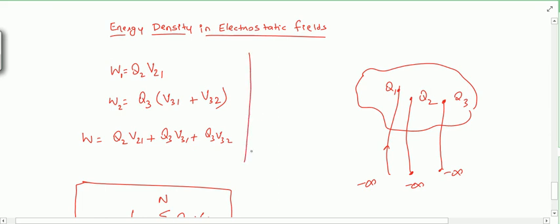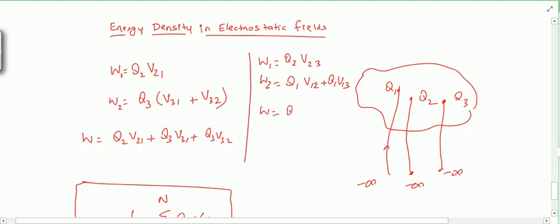Now if I do the reverse order, like if I place first q3, then q2, then q1, there will be no work done for q3, and for q2 the work done will be q2 v23, and W2, that is, if I move the charge 1, the work done will be q1 v12 plus q1 v13.